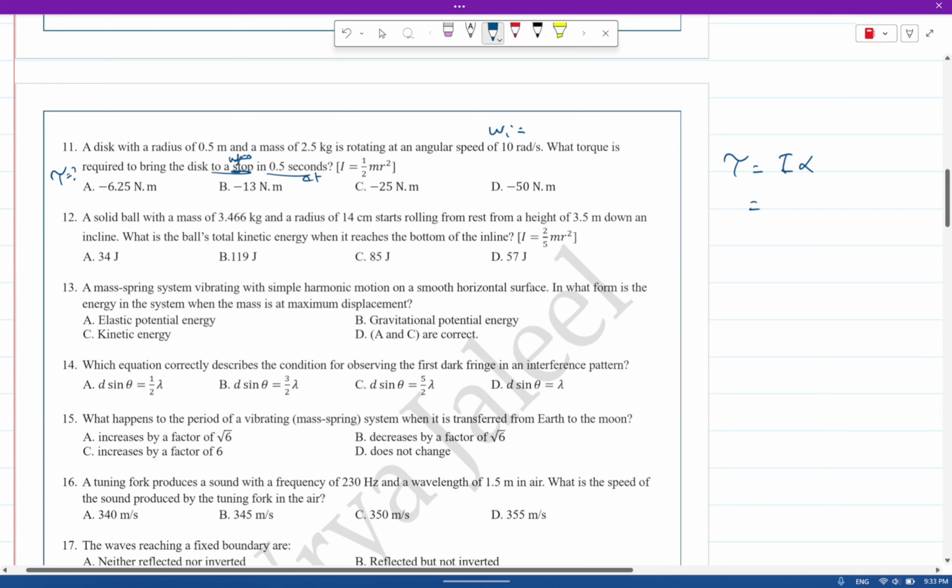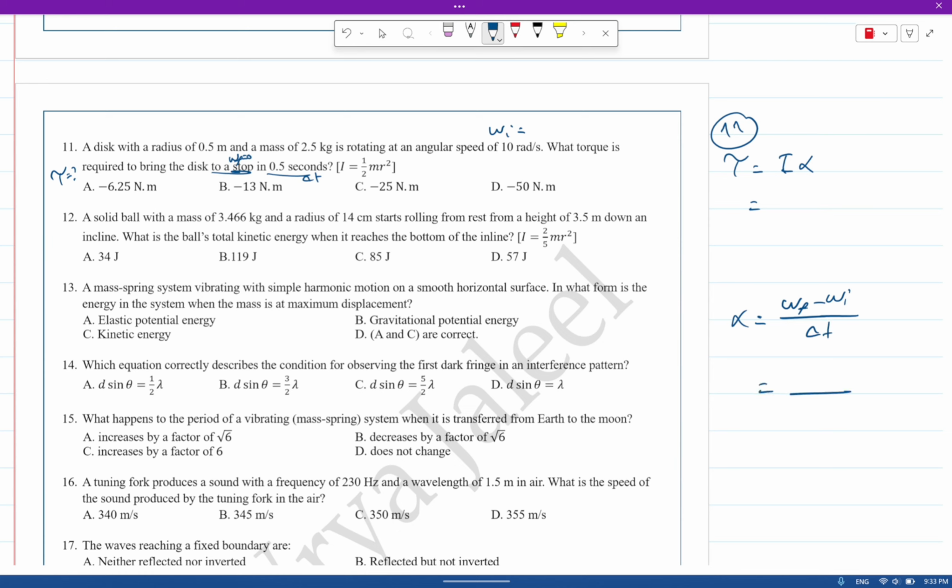So starting with acceleration, that is question 11. Angular acceleration is equal to omega final minus omega initial divided by delta t. Well done. So final is 0 minus initial is 10, divided by 0.5. That is clearly negative 10 divided by 0.5. What is it equal to? That is equal to negative 20.